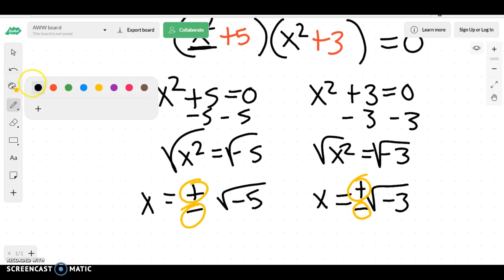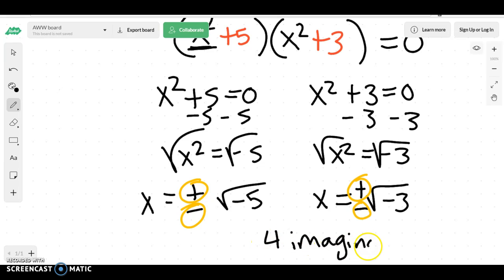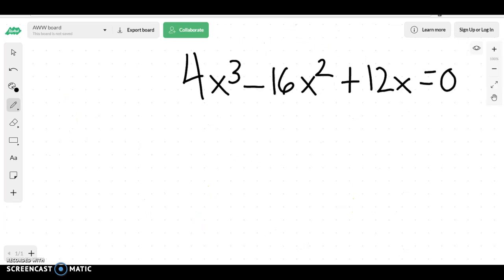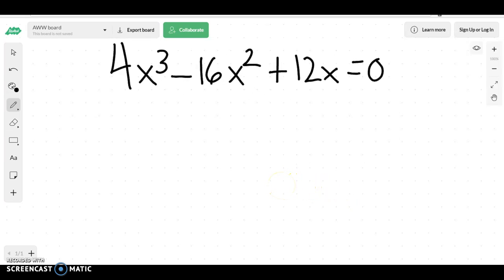And last time we had some real answers and imaginary answers. This time we just have 4 imaginary answers because you have square roots of negative numbers. So if you were to graph this thing, you'd have nothing that crosses the x-axis. It'd kind of probably float up here somewhere, and you'd have nothing that crosses it. Let's try another problem. In this problem here, you should notice 2 things that are different.